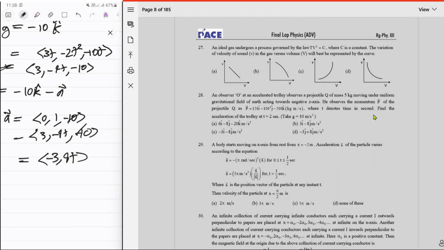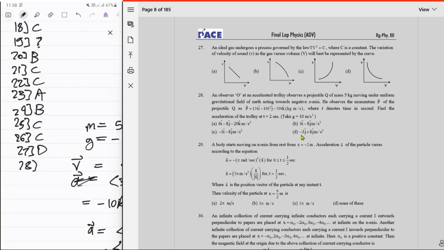That's the acceleration, right? The acceleration of the trolley at t equal to 2 seconds is negative 3, comma 8. So negative 3 i hat plus 8 j hat, right? Which is the answer. Next question. 29.